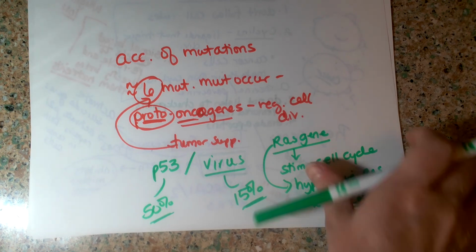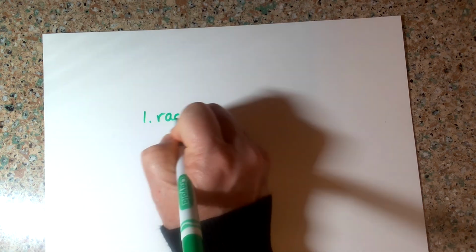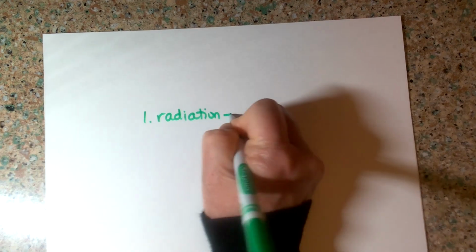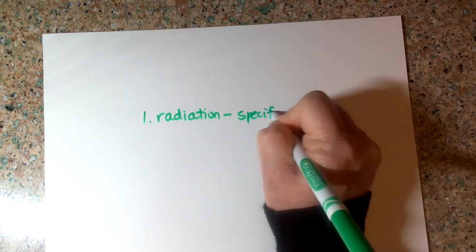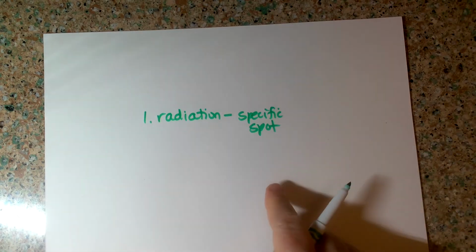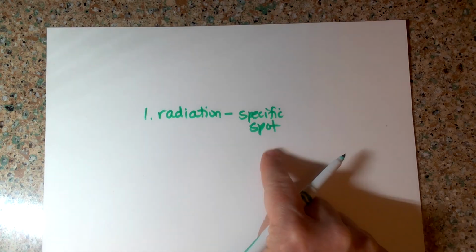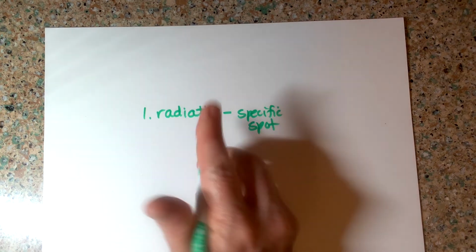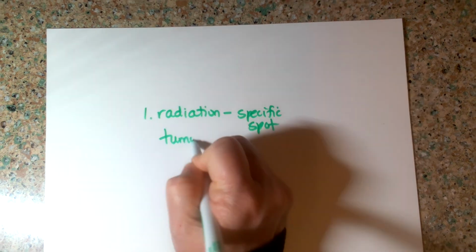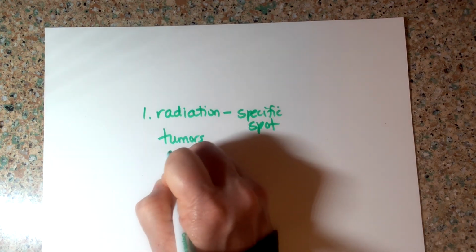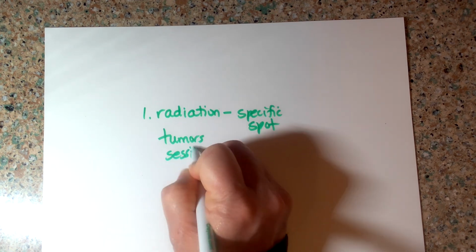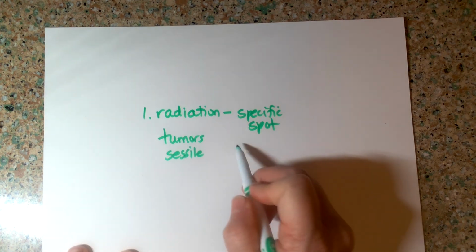All right, so real quick, you get cancer and you want to know how to treat it. There are a couple of things that we do. Number one, radiation. Radiation is specific to a spot, wherever that mass of cancer cells is. So radiation is only good in tumors that are sessile, that means they're not moving. And so we radiate that one spot.